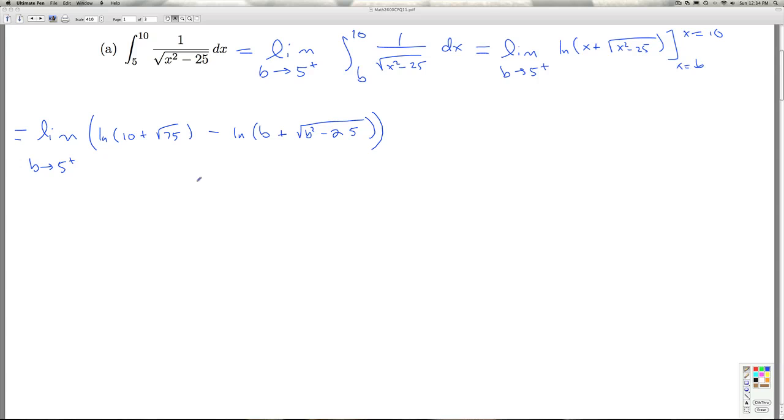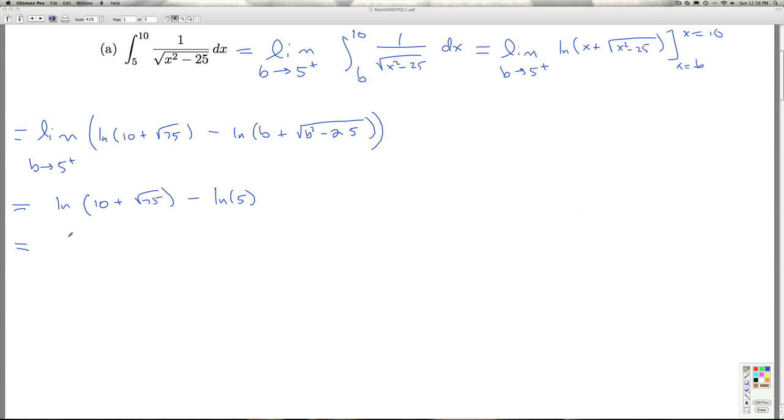So let's see what happens here. As b comes into 5 from the right, that's got nothing to do with the b, so we'll leave that put for now. What happens inside here? b is coming into 5 from the right, so I'm plugging in numbers that are a little bit bigger than 5. So when I square them, I get numbers a little bit bigger than 25. So this is defined, and this is going to 0, and that's just going to 5. So I get minus natural log 5.